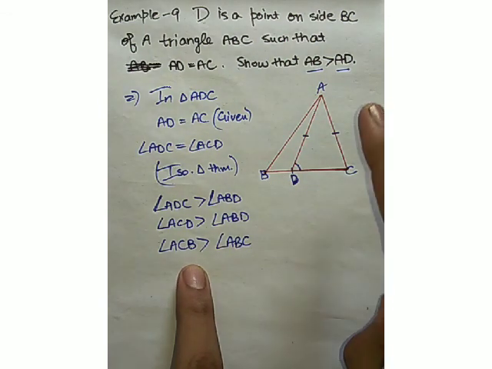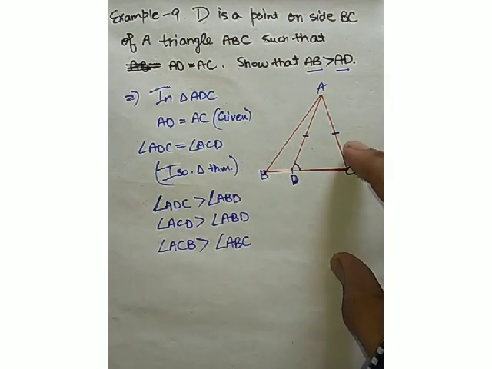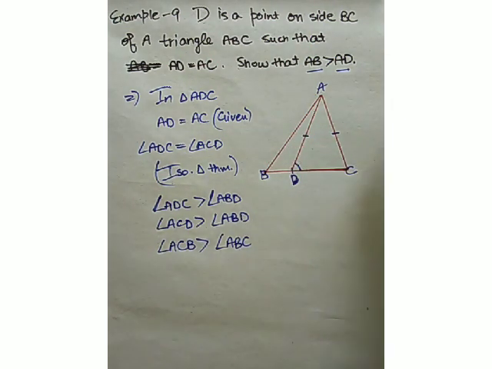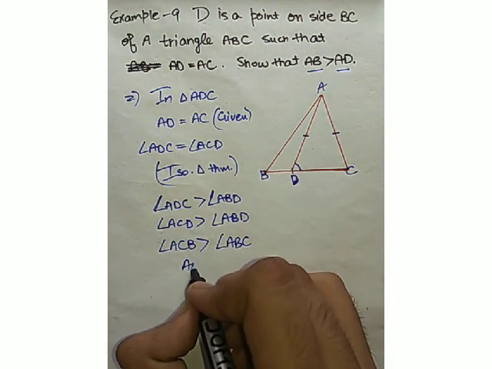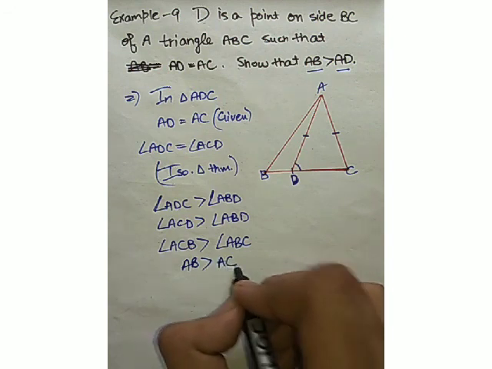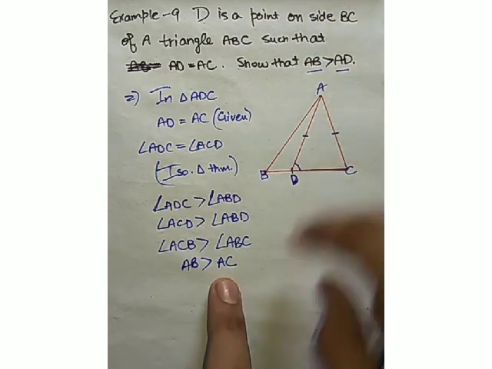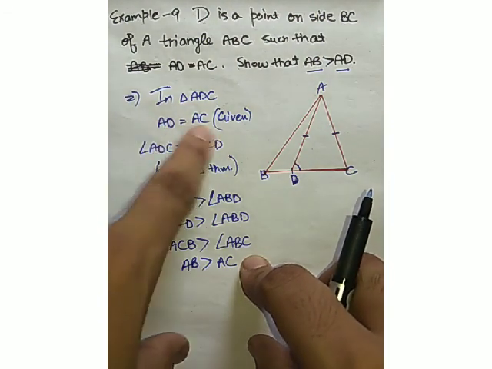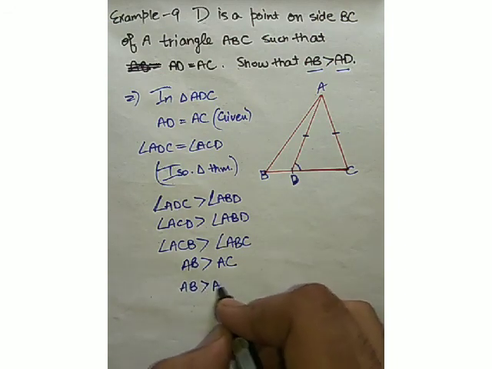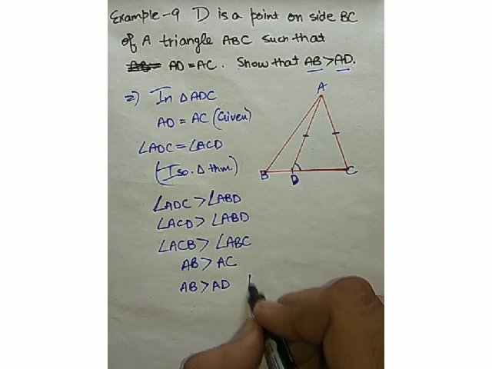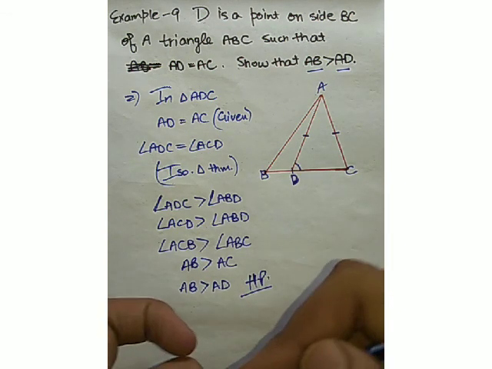Now just recall the theorem that we have just studied, that the side opposite to the greater angle is also greater. It means what is the opposite side? That is AB. AB is greater than AC. But what we had to prove is that AB is greater than AD, not AC, but we have just written that AC is equal to AD because it's given. So we can write AD in place of AC. This is how you can prove some of the things which involve inequalities.